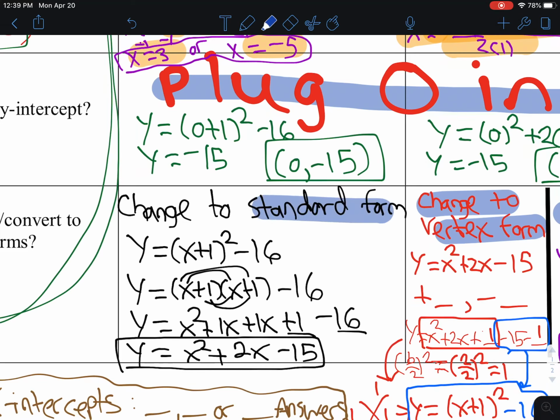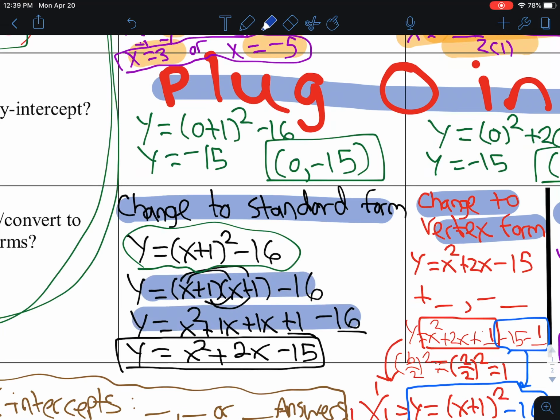If you need to change from vertex form to standard form, what you do is you just expand. Some of you were doing this when you were solving. This is not solving. I'm not solving anything right here. I'm changing. So when I change, I have to expand it out, FOIL, and then combine like terms. This is how you change to standard form. I'm not solving anything. I'm changing. All right? Changing and solving is different.